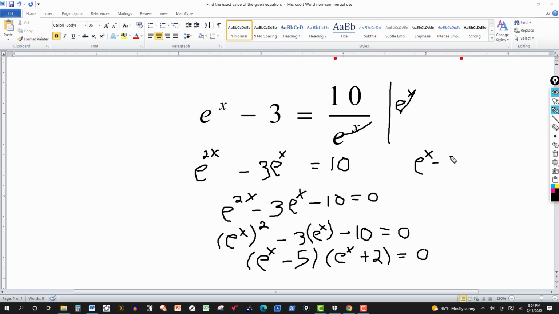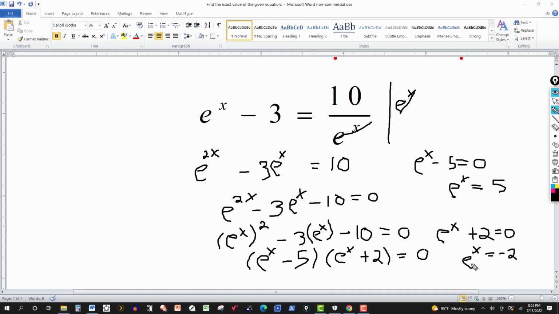So I write this as e to the x minus 5 is equal to 0. And then the other one should be e to the x plus 2 is equal to 0. Remember, e here is your exponential, which is approximately 2.71, and so it's a positive number. So then I just solve this first one for e to the x, add 5 to both sides, I get e to the x is equal to 5. Add negative 2 to both sides, I get e to the x is equal to negative 2. So just like a quadratic equation, I get 2 possible solutions.